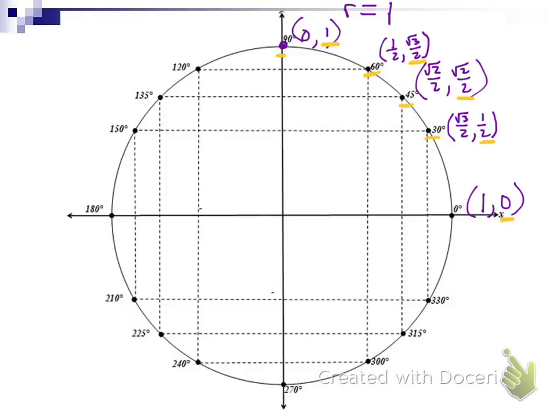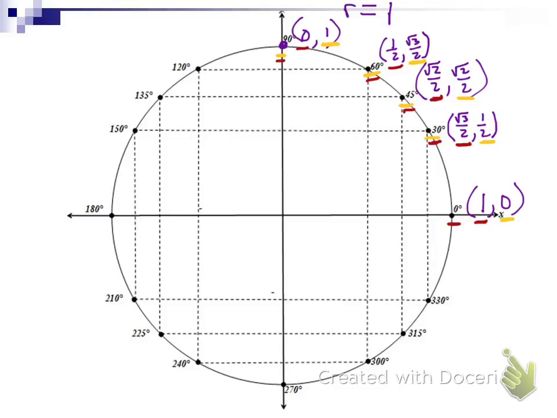Okay? And cosine of 0 degrees is 1. Cosine of 30 degrees is square root of 3 over 2. Cosine of 45 is the square root of 2 over 2. Cosine of 60 is 1/2, and the cosine of 90 is 0. So what can we say about these points? What does the y-coordinate of the point represent? The y-coordinate is the sine of the angle, right? And the x-coordinate is the cosine of the angle.